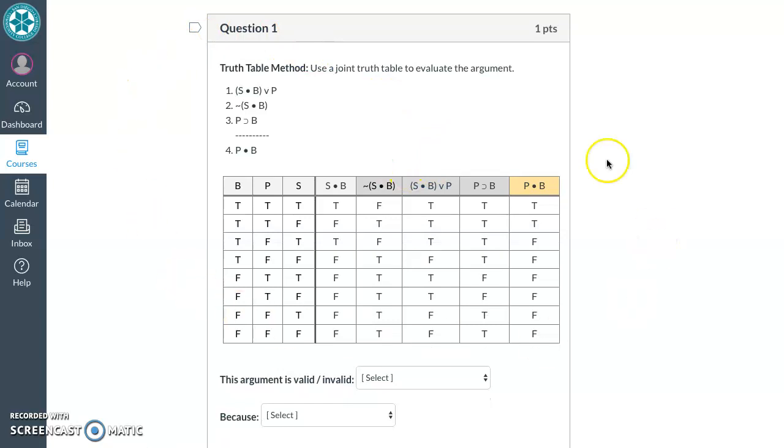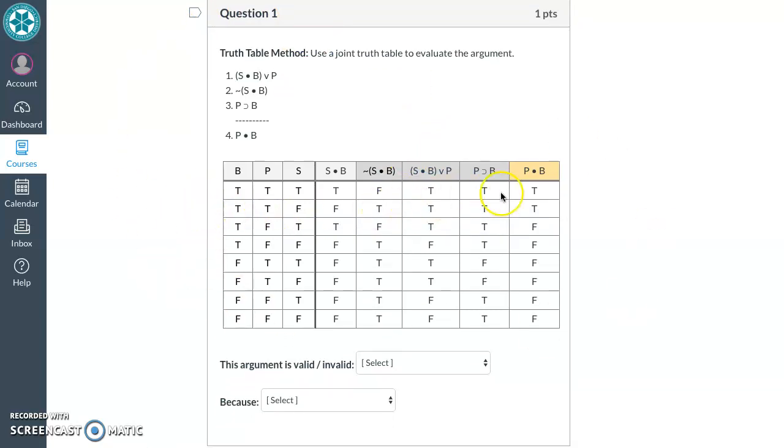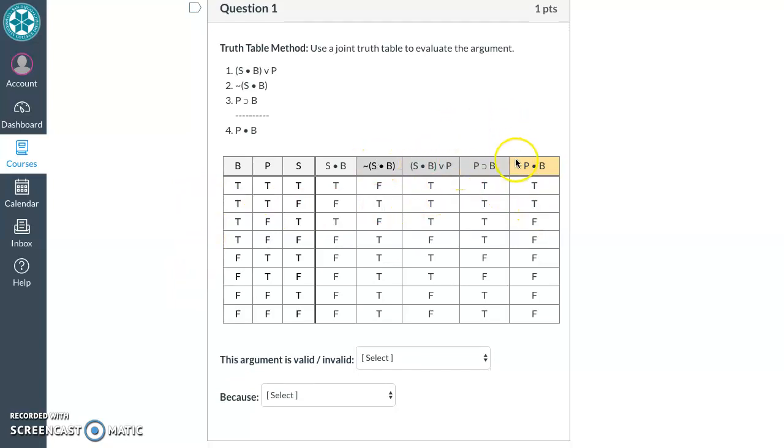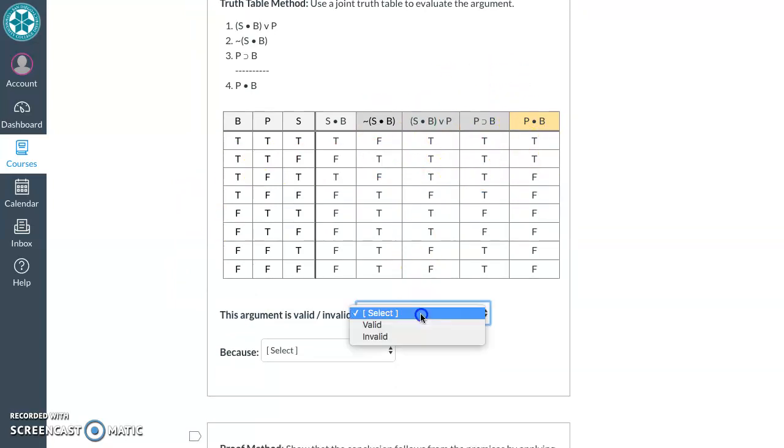We can use the truth table method to prove that it is valid. So I've constructed the truth table for you. Here are the premises, here's the conclusion. I already told you it's valid, but if you look at it, you'll see that it is. And what's the reason why? A valid argument is one such that the premises jointly imply the conclusion, which means if all the premises are true, then the conclusion must also be true. There's only one row where all the premises are true. That's this one. And on that row, the conclusion is also true.